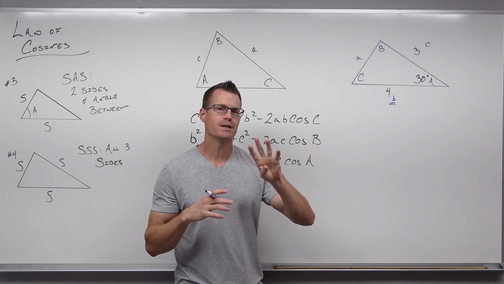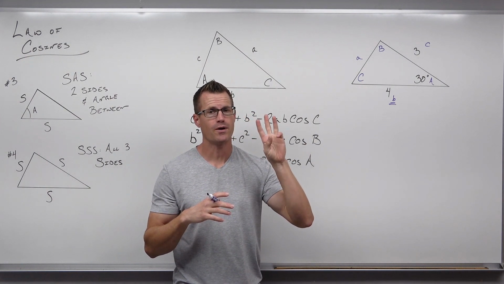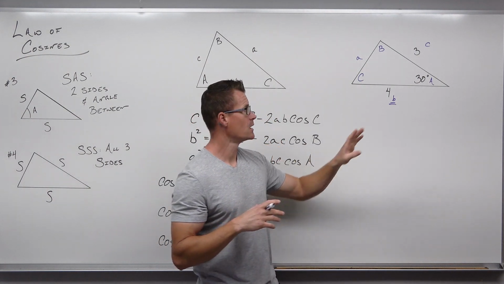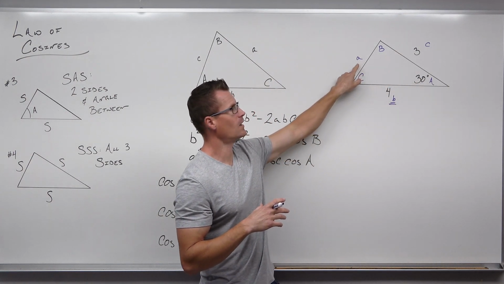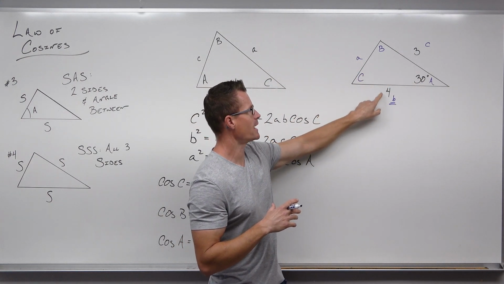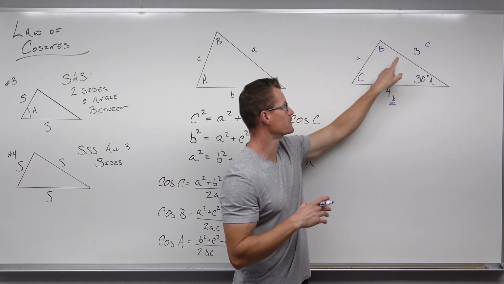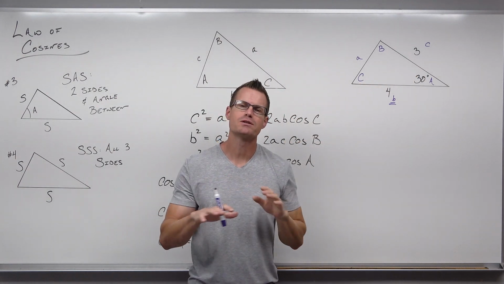You can't do it. You need to know three things in order to find a fourth thing with law of sines. We'd have an angle over a, oh man, that's not completed, a side over a, that's not completed, or a side over a, that's not completed. Law of sines fails because of that.